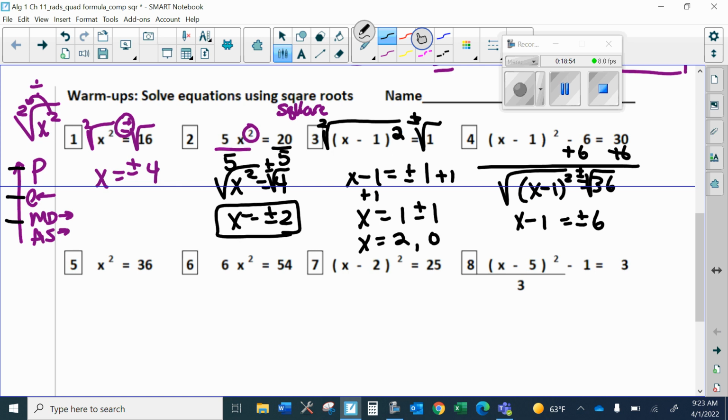Now I go ahead and add that 1 across. 1 plus or minus 6. What's 1 plus 6? 7. What's 1 minus 6? Negative 5. There's my 2 answers. That's not a point. Those are 2 separate answers. And you could check those by plugging them back in.